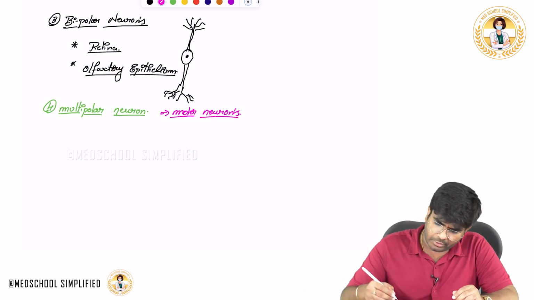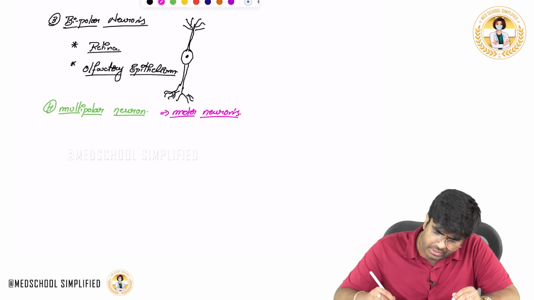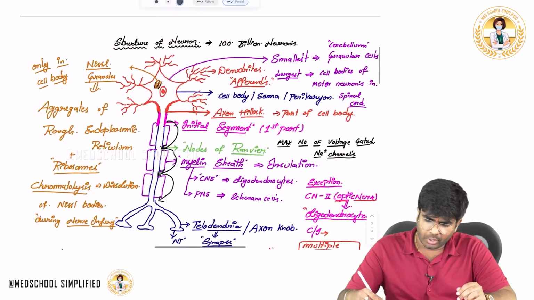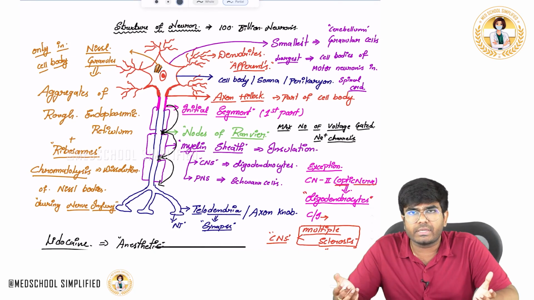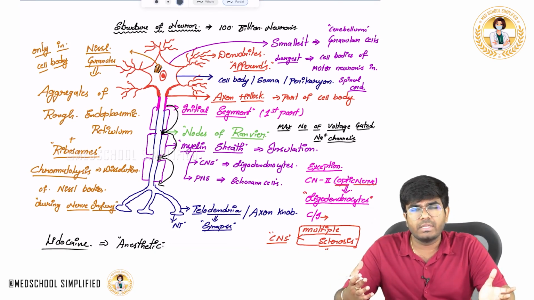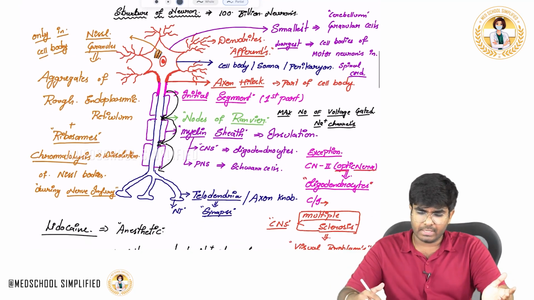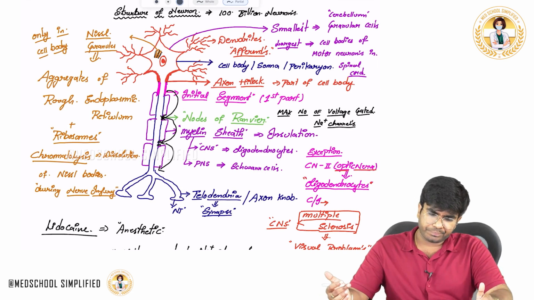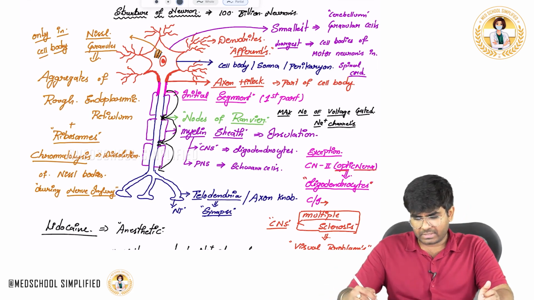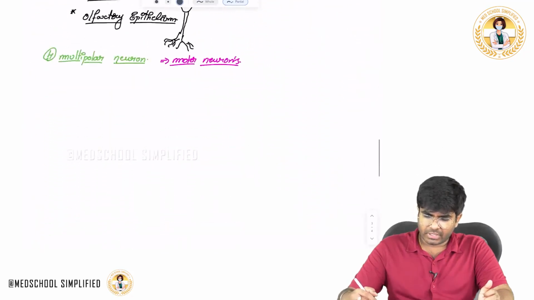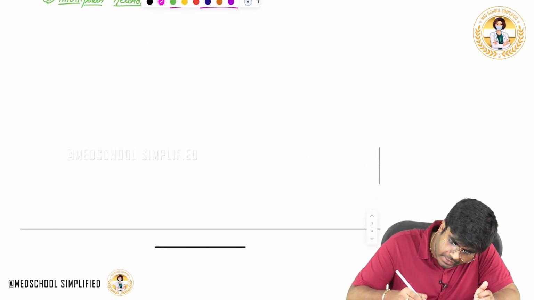What exactly is a multipolar neuron? This neuron which I have shown you here. This is a multipolar neuron with one axon and multiple dendrites. If our cell body is having multiple dendrites, it is called a multipolar neuron. Now after this, what should I teach you? Axonal transport. The next topic which I want you to know is axonal transport.